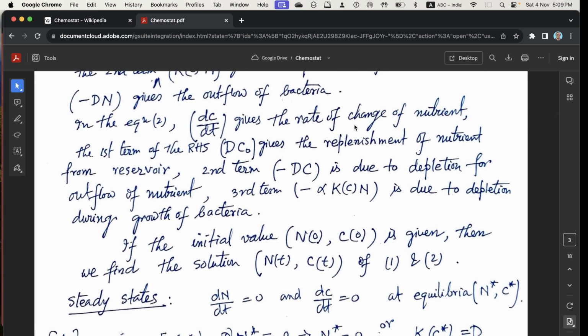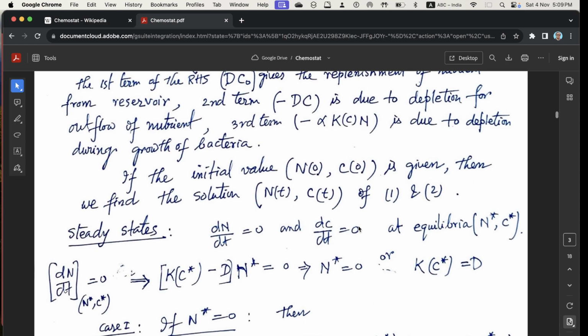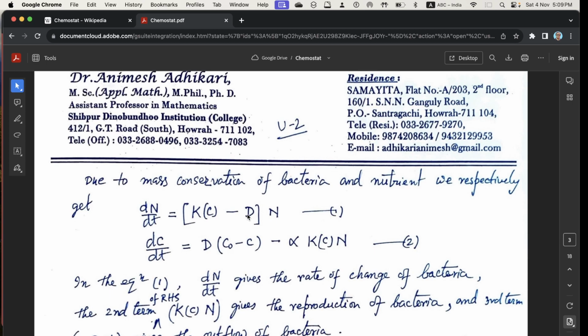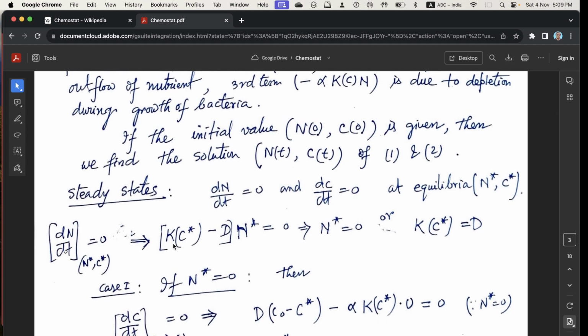If the initial values, that is N at time 0 and C at time 0, are given, then we find the solution for N and C of equations 1 and 2. And for equilibrium points, that is steady states, dN/dt equals 0 and dC/dt equals 0 at equilibrium N star, C star. So dN/dt equals 0 gives K(C star) minus D into N star equals 0. Obviously, N star equals 0 or K(C star) equals D.